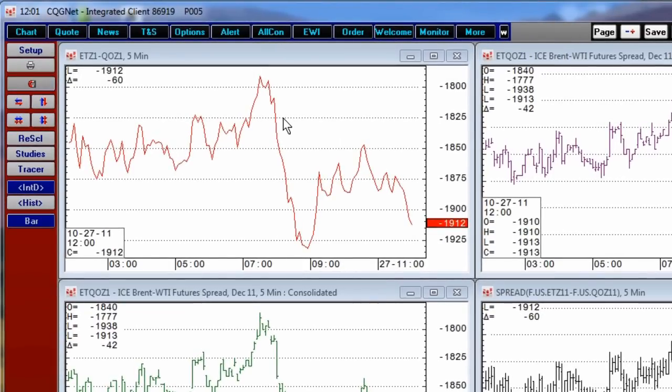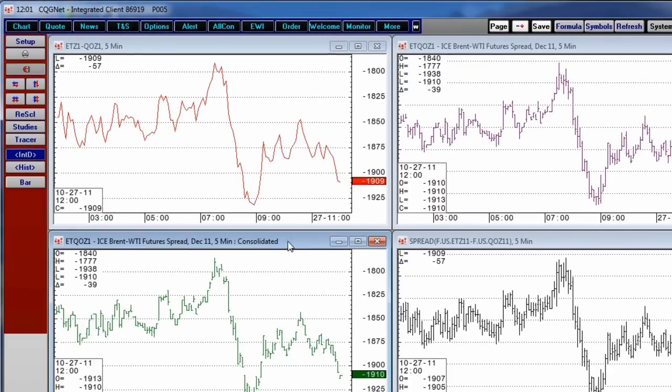This is the original way that we have spread in CQG. This is either called an implied or synthetic spread. It's simply taking the difference between the two legs. So it's ETZ minus QOZ. And our last on that is discount $19.11.